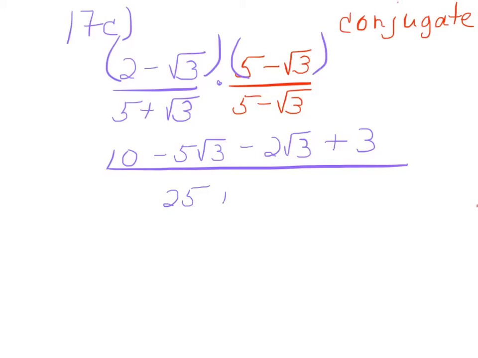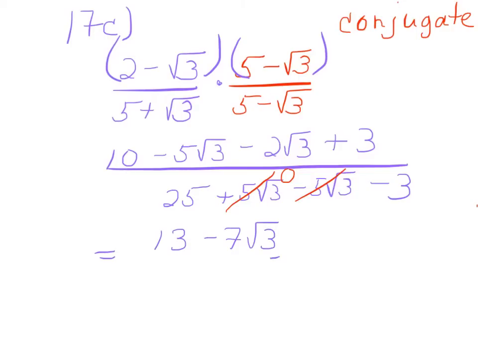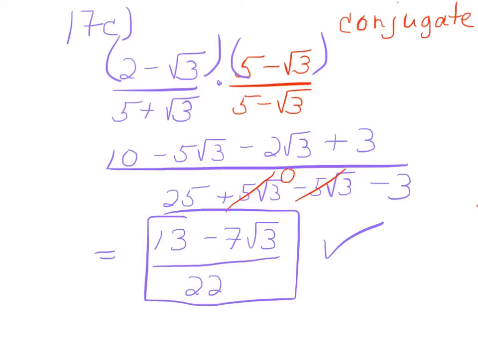I don't think I should have to write this, but just in case you see it, plus 5 radical 3 minus 5 radical 3 minus 3. So we can see that those middle terms are going to go to 0 when they're together. And that allows me to simplify this to, oops, sorry, not 10, but 13 minus 7 radical 3 in the numerator all over 22 in the denominator. And that problem is done.